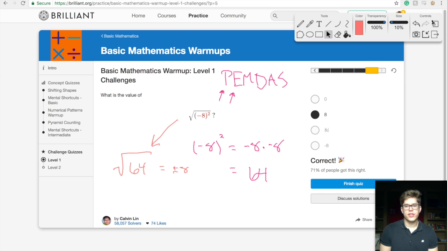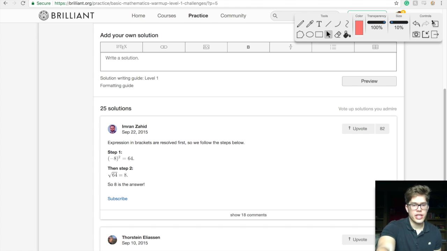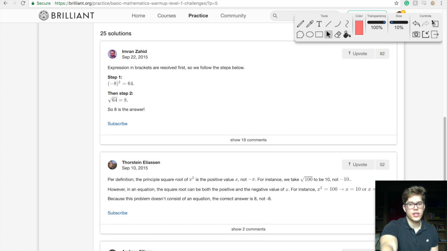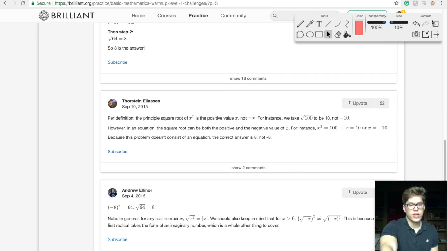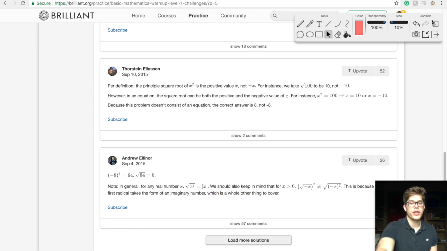And let's go to discuss solutions. Let's see if anyone else mentioned what I just said. Here this guy solved it exactly how I did. Here, I think Thorstein explains it. Per definition, the principal square root of x squared is the positive value x, not negative x. For example, square root of 100 is 10, not negative 10. However, in an equation, the square root can be both the positive and negative value of x. For instance, x squared equals 100, x could be 10 or negative 10. Because this problem doesn't consist of an equation, the correct answer is 8 and not negative 8.